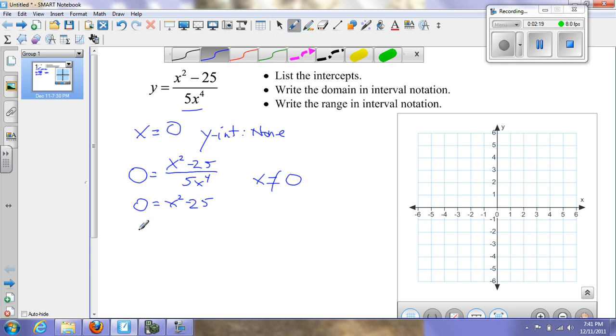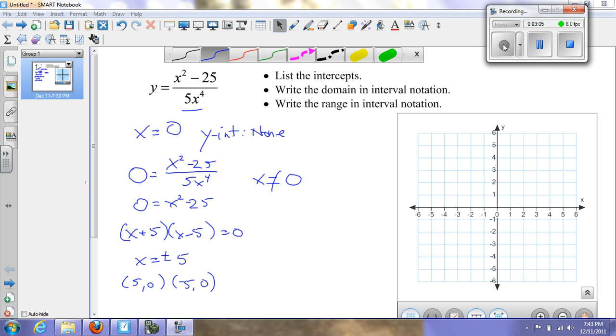Well, x squared minus 25 looks suspiciously like the difference of two perfect squares, which means it should be x plus 5 times x minus 5 equals 0. So that means x should equal plus or minus 5. That would give me my two intercepts, and if I write them properly in point form, that would be (5, 0) and (-5, 0). So that's the answer to the first part.